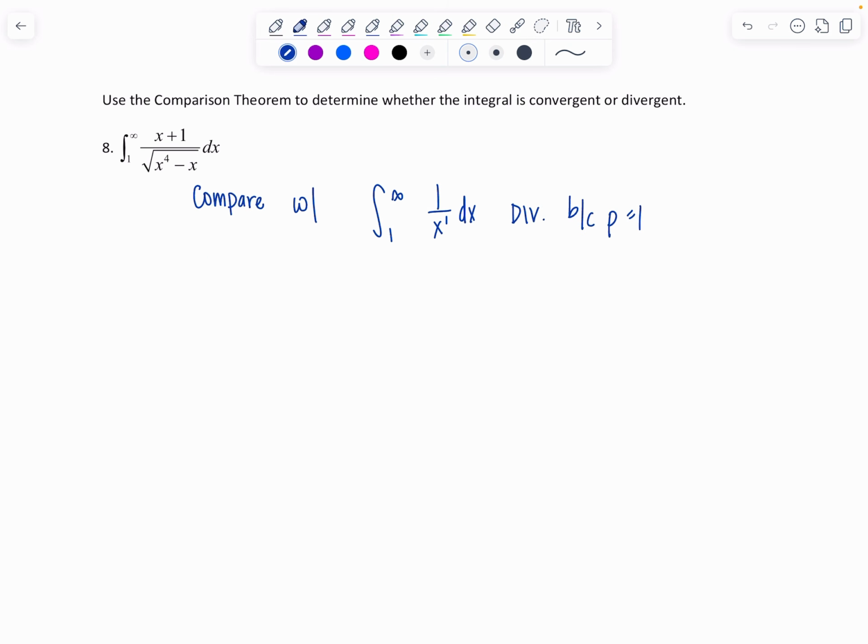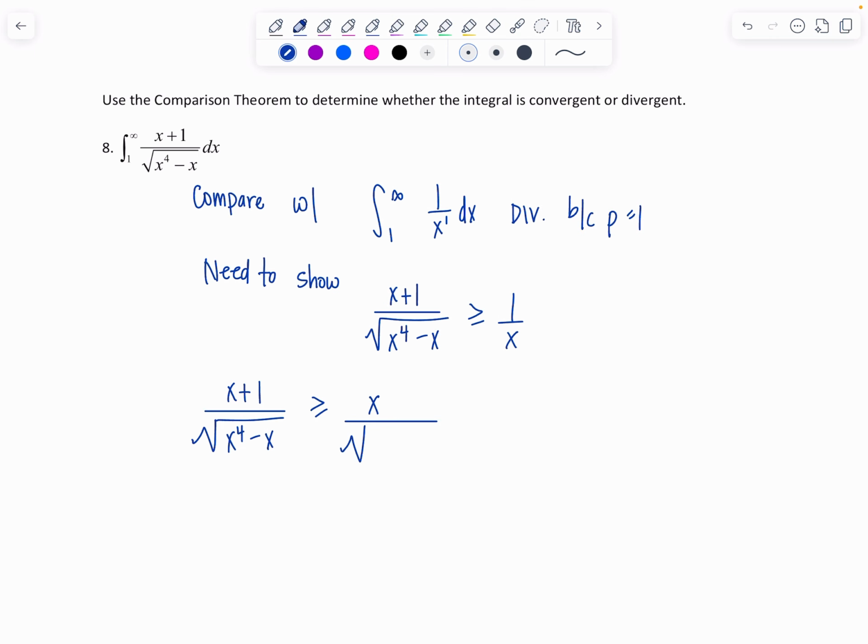And so I need to show that my integrand, x plus 1 over square root x to the 4th minus x, is greater than or equal to 1 over x. Can I do it? Let's see. Probably, because I told them to. So x plus 1 over square root x to the 4th minus x is greater than or equal to x over square root of x to the 4th minus x, which is also greater than or equal to x over square root of x to the 4th. And this just simplifies to x over x squared, which is 1 over x. So yep, I did it.